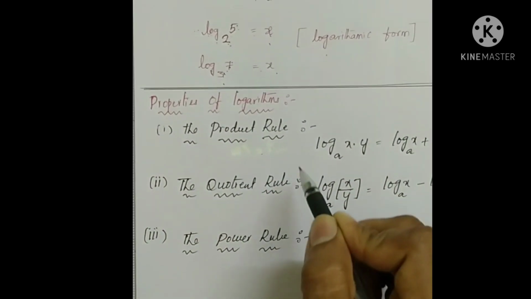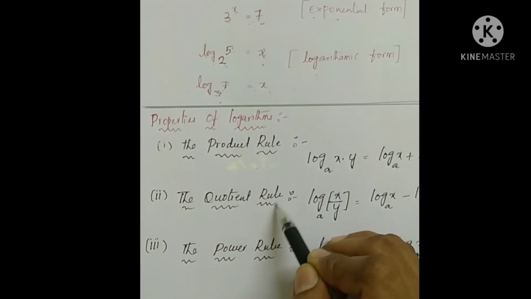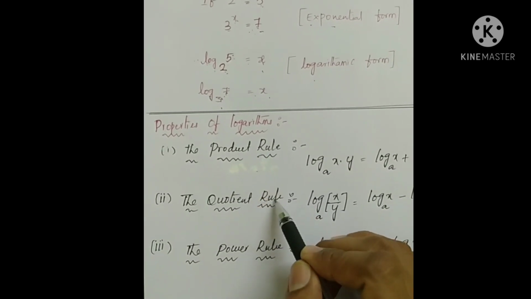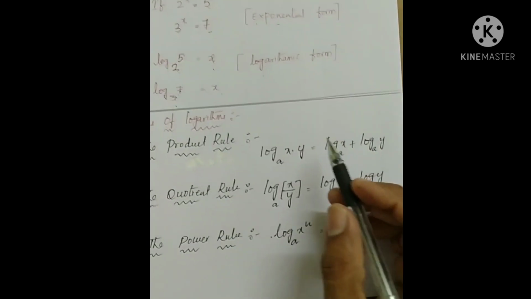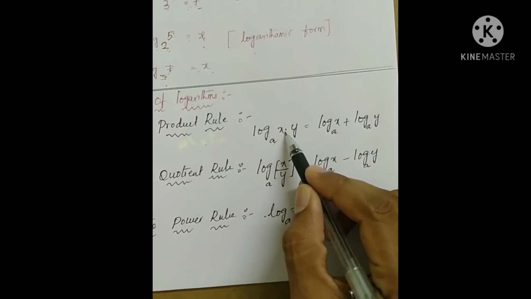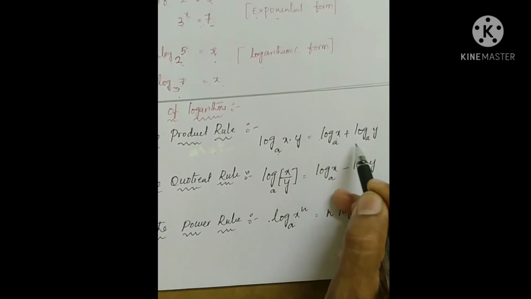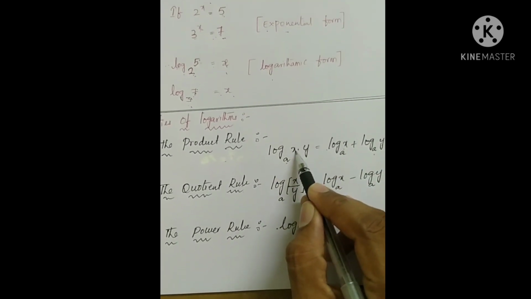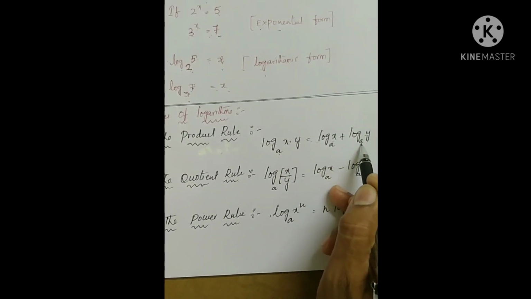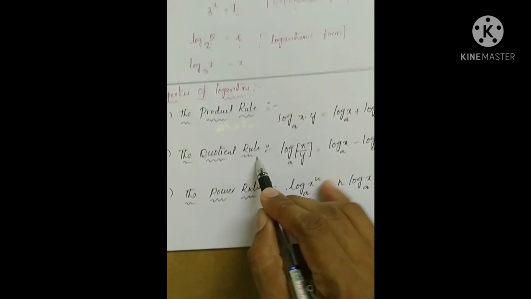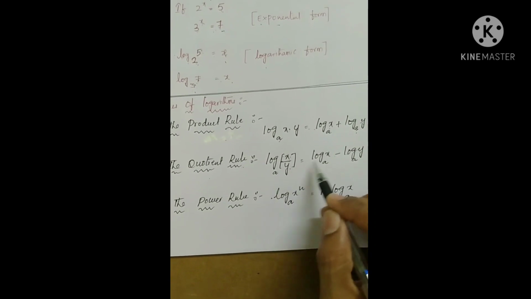These are the fundamental properties of logarithms. First one is the product rule. Next one, the quotient rule. Third one, the power rule. Here in the product rule, log x into y is equal to log x plus log y with base a. So in the quotient rule, log x by y is equal to log x minus log y with base a.